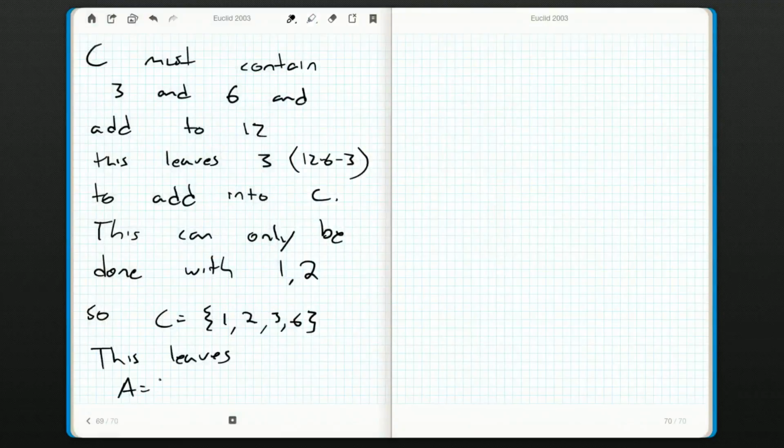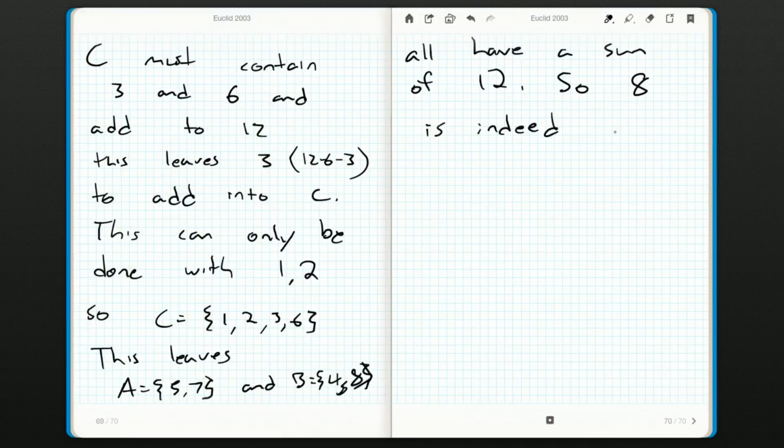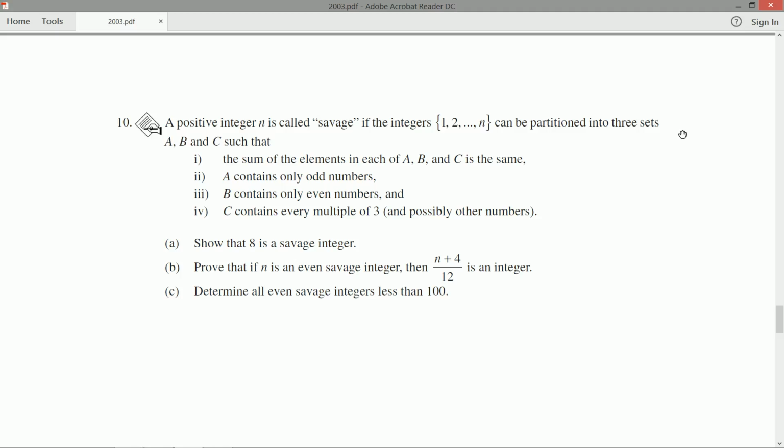This leaves A with 5, 7, and B with 4, 8. All have a sum of 12. So 8 is indeed savage, as they have called it. Okay. So there we've explained how 8 is savage.